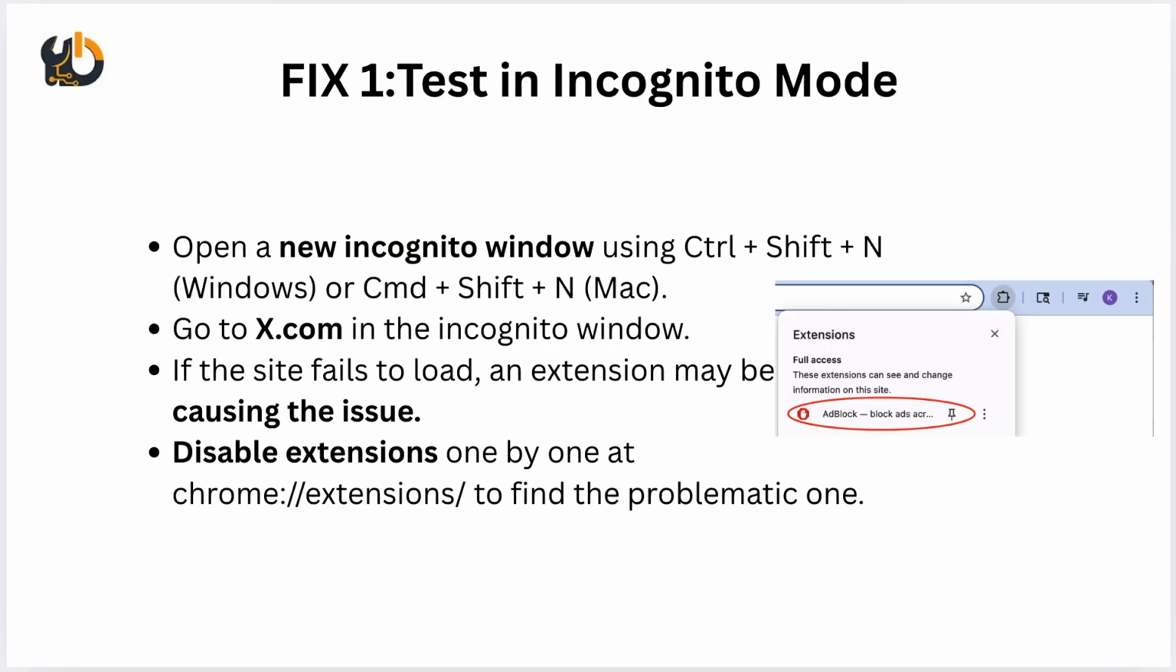Fix 1 is test in incognito mode. Open a new incognito mode window using Ctrl plus Shift plus N or Command plus Shift plus N. Then go to x.com in the incognito window. If the site fails to load, an extension may be causing the issue. Disable extensions one by one at chrome://extensions to find the problematic one.